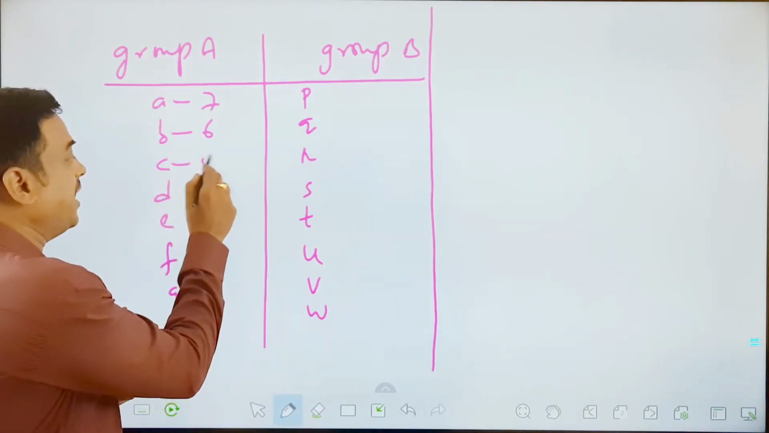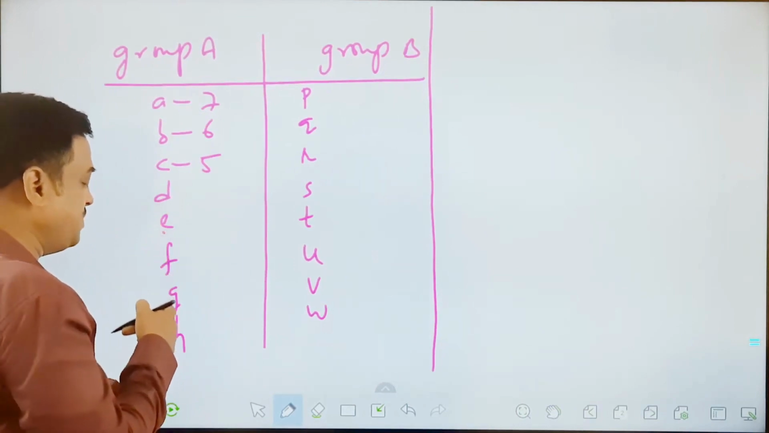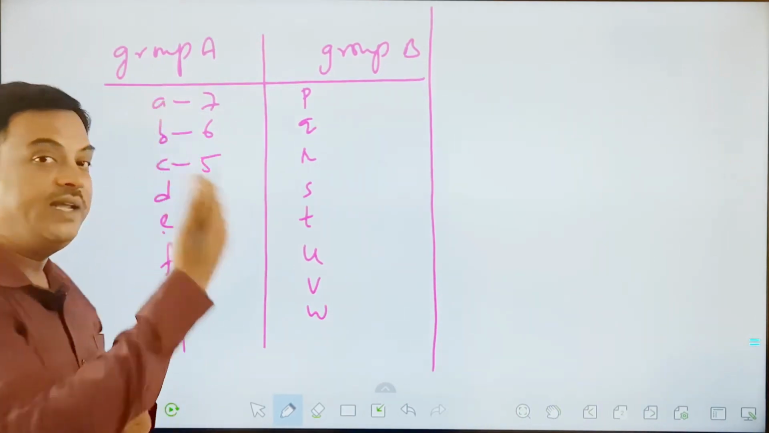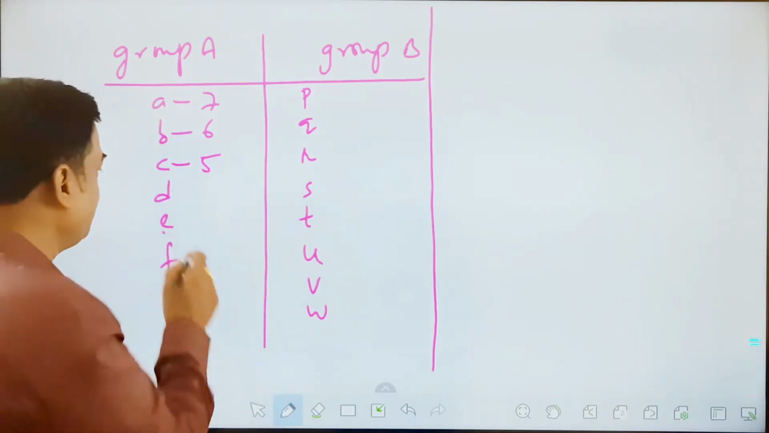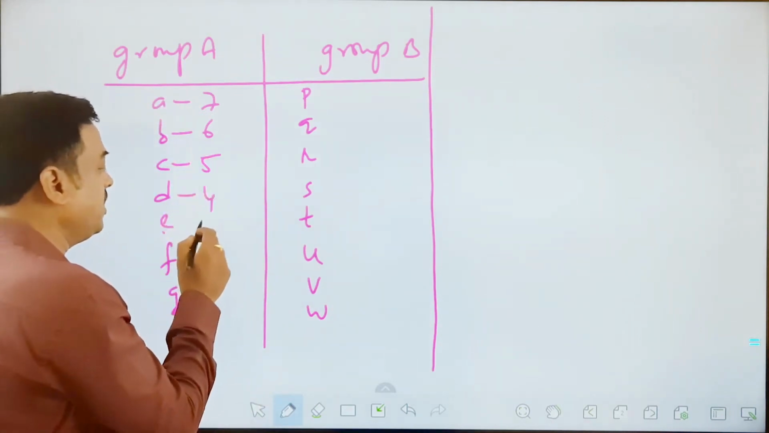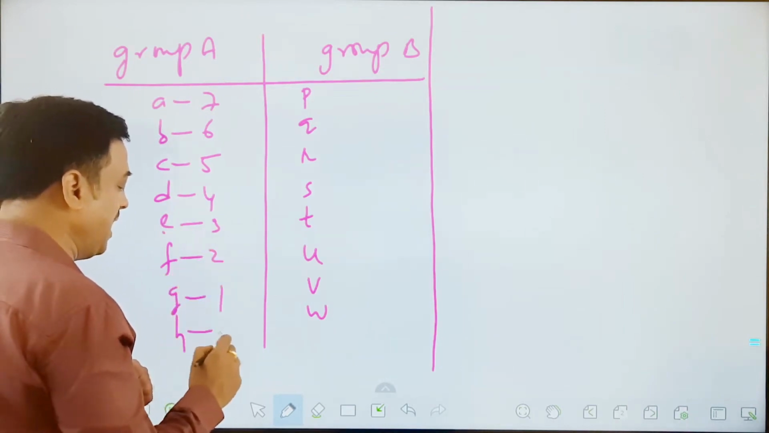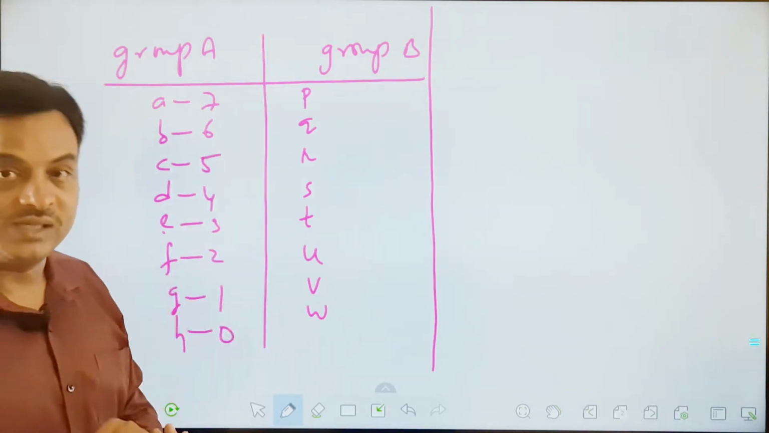C remained with 5 matches. You can see D, E, F, G, H. It is remaining with 5 matches. B and A, C has already played. So like that, 5 matches. Similarly here it will be 4, here it will be 3, here it will be 2, here it will be 1, and H has played all the matches.